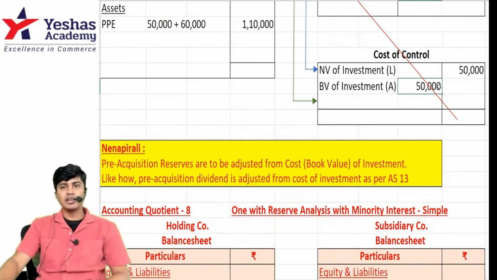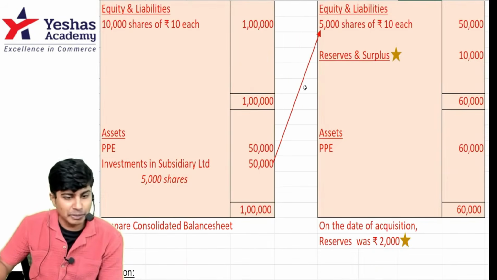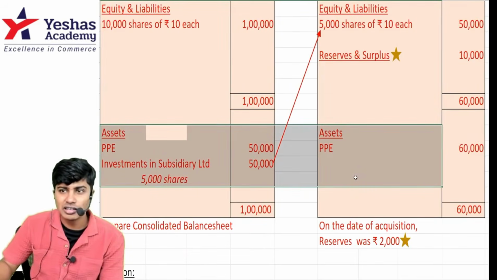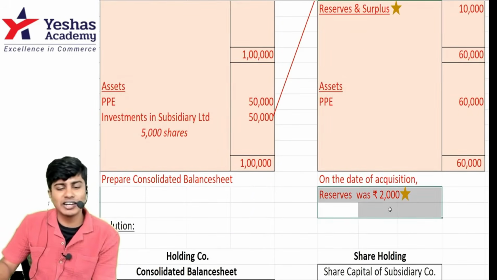Sir, why inner column? I told you, pre-acquisition reserve should be deducted from cost of investment. By this, I'm done with the full balance sheet. Come to the adjustment. Sir, only one adjustment. First to do one only. What is that one adjustment?